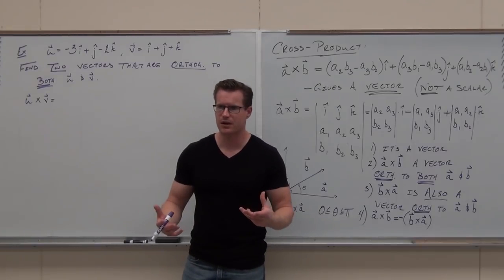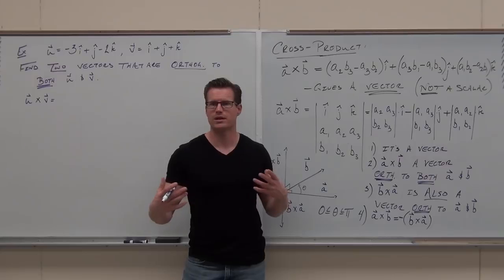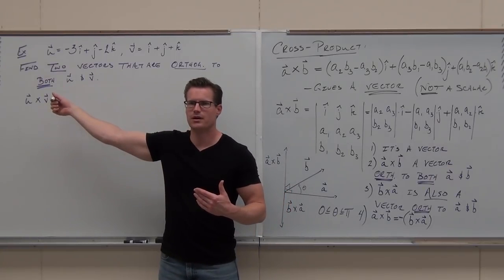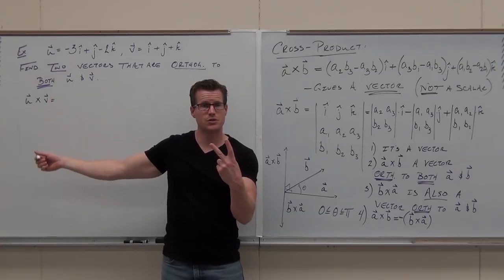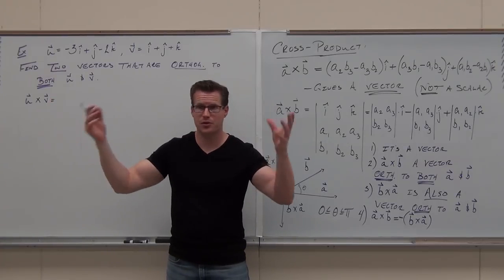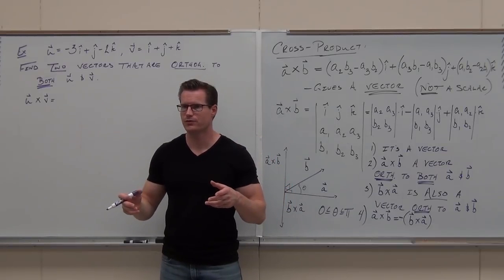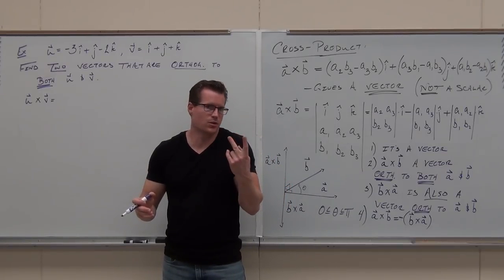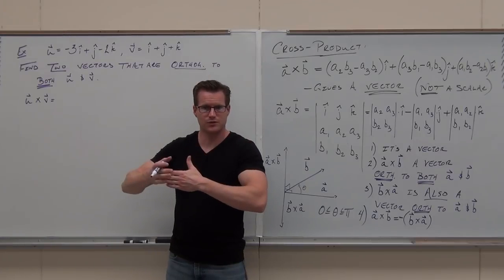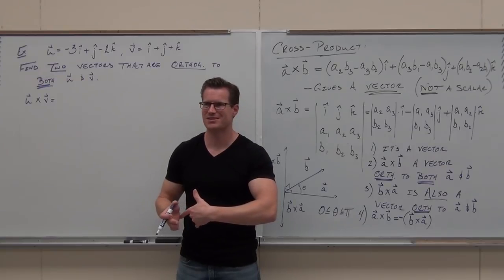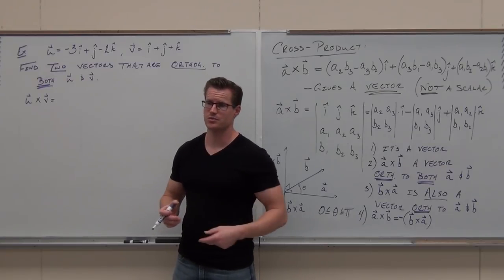I get a different vector. Now in the grand scheme of things, does it really matter? Well, that answers the second part of our question. If I wanted you to find two different vectors that are both orthogonal to both of them, if I just switch the order, then u cross v is going to give us one, and v cross u is going to give us the other. Does that make sense to you? So I'm asking you to do two cross products right here.